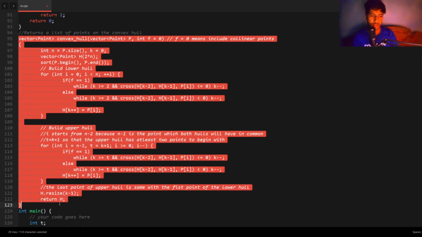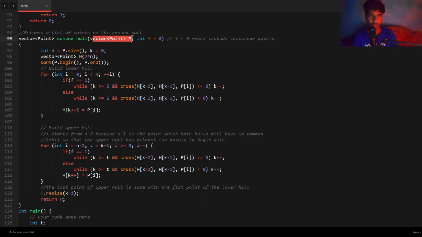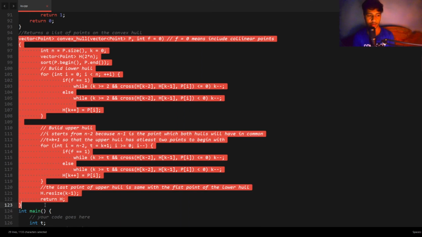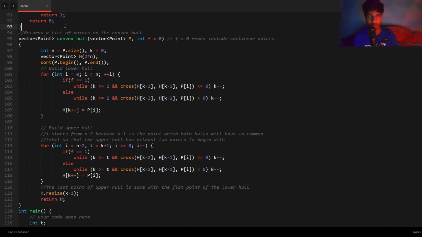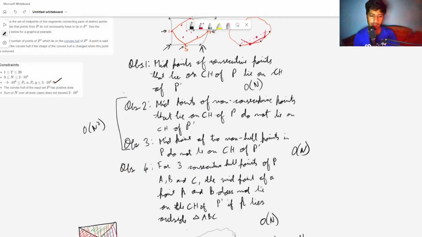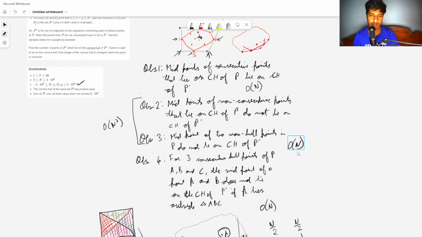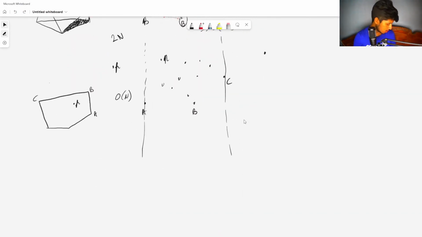Convex hull: what this is doing is, given a set of points P and f equal to 0, this is kind of a multi-purpose convex hull. You can just copy paste this part in any problem. You don't need to write the convex hull function every time. This is a flag. Making it 0 means it will include collinear points. Let me quickly explain what that means.